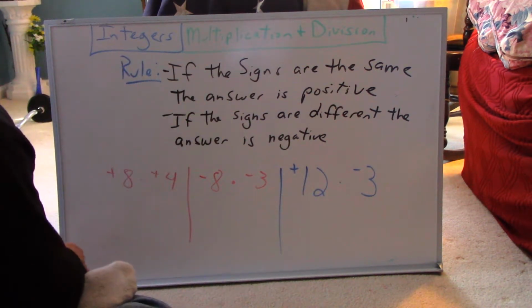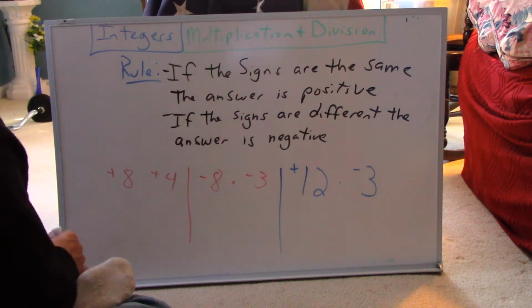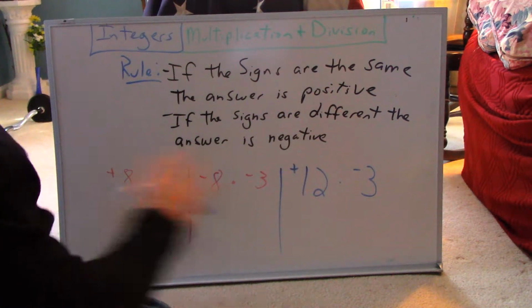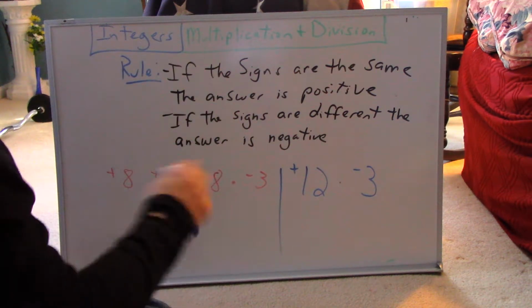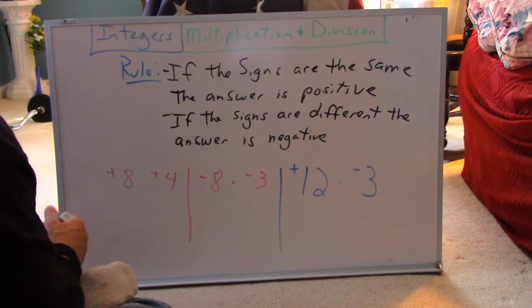So there are rules here for multiplication and division of integers. If the signs are the same, the answer is positive. If the signs are different, the answer is negative. It's really that easy. And then you multiply like you normally do, and you divide like you normally do, which I'm going to show you.